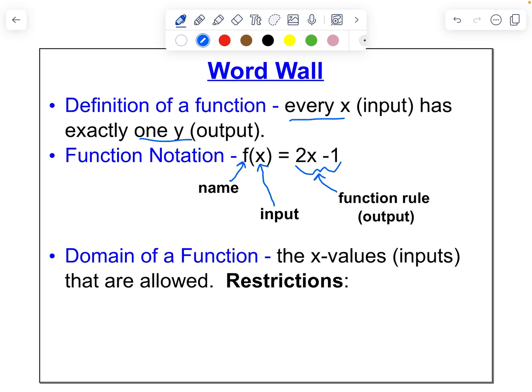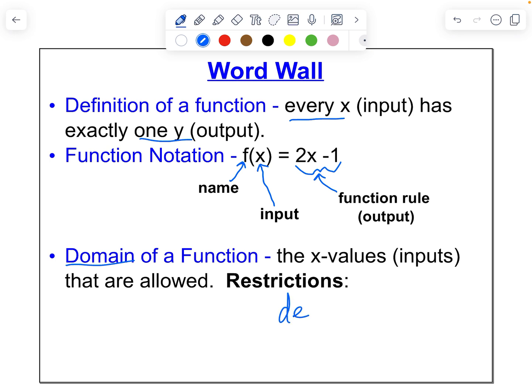All right. So remember, this left side is read as f of x. It's not f times x. We're talking about the domain of a function. Those are the x values, just like we saw in the last test. And today we're going to have what's called a restriction. So basically, a restriction is something that x cannot be.